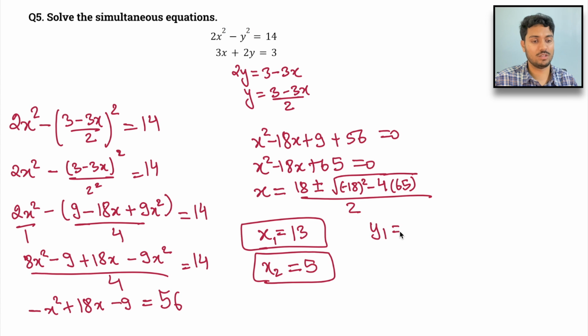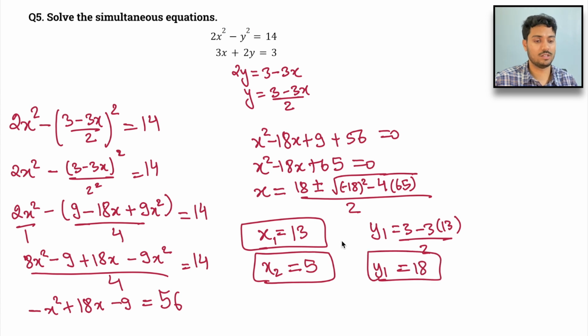So y1 is going to be 3 minus 3 times x1, that is 13, divided by 2. So 13 into 3, 39. 3 minus 39 is going to be minus 36. Minus 36 by 2 is going to be minus 18. So y1 will be minus 18 when x1 is 13.